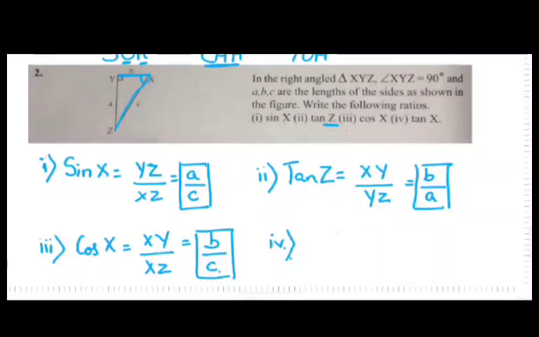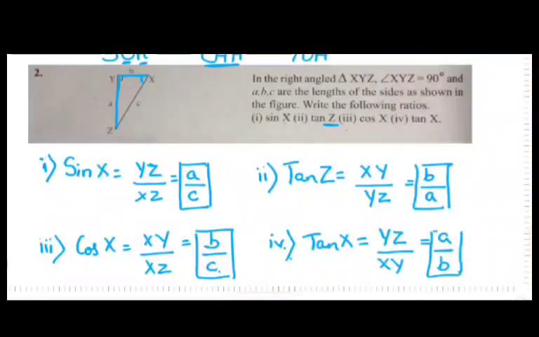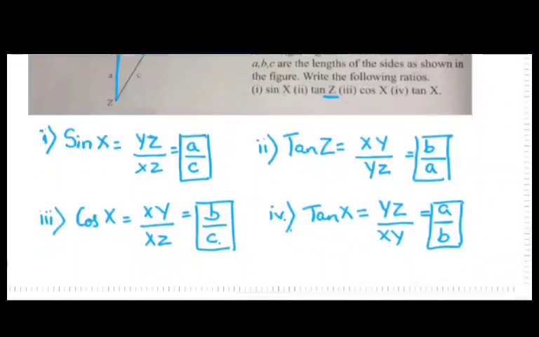And what is it? Tan X. Tan X is equal to, what is tan X here? Opposite is YZ, which is A, upon adjacent, which is XY, nothing but B. Very simple, children.